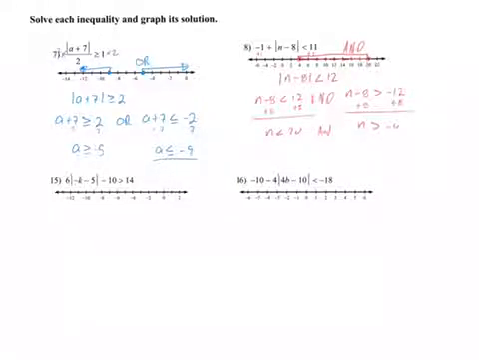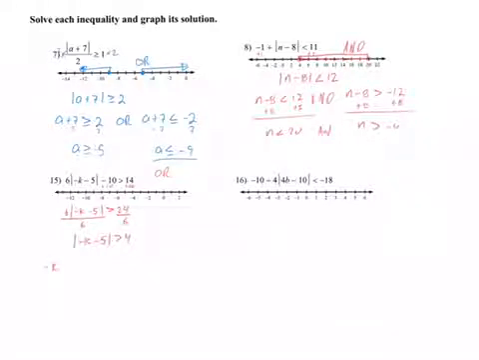Alright, so just a couple more. We're going to continue on with this. I'm going to add 10. So I'm going to have 6 times the absolute value of negative k minus 5 is greater than 24. This is multiplying, so opposite of multiplying is going to be to divide. So absolute value of negative k minus 5 is greater than 4. So it's greater than, this is going to be an or.